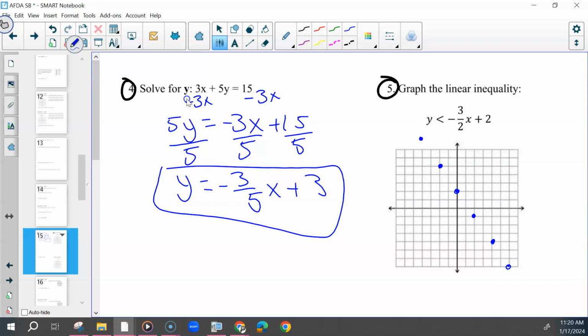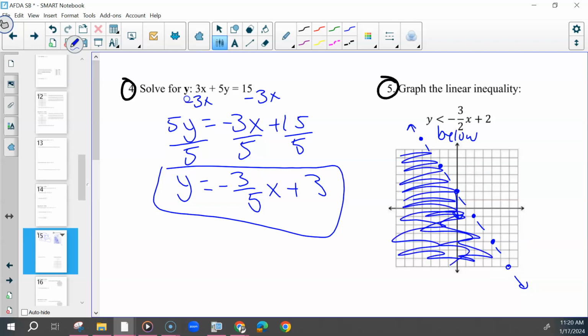And then the type of line is dependent on the symbol. So this is a strictly less than, so this would be a dashed line or dotted. And because it's less than, it would be below. So at the y-intercept, below would be underneath, so everything here. And you would shade it. Remember, shading is the most important part because that shows you where all your solutions are. That makes it the inequality.